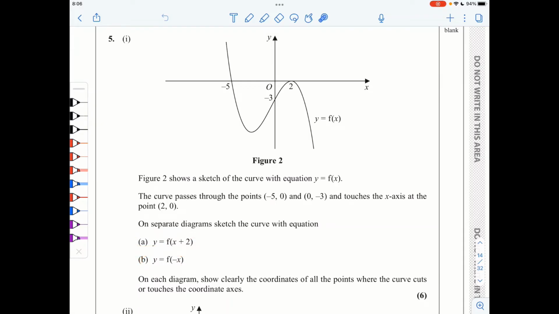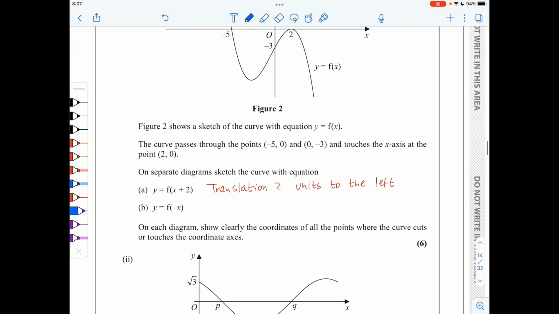So first of all, let's consider what kind of transformations we are looking at. F of x plus 2 is a translation 2 units to the left. So it is clear that the cut on the x-axis at 2 will come and sit exactly on the origin. The -5 will go to -7, and that's going to be the graph of f of x plus 2.